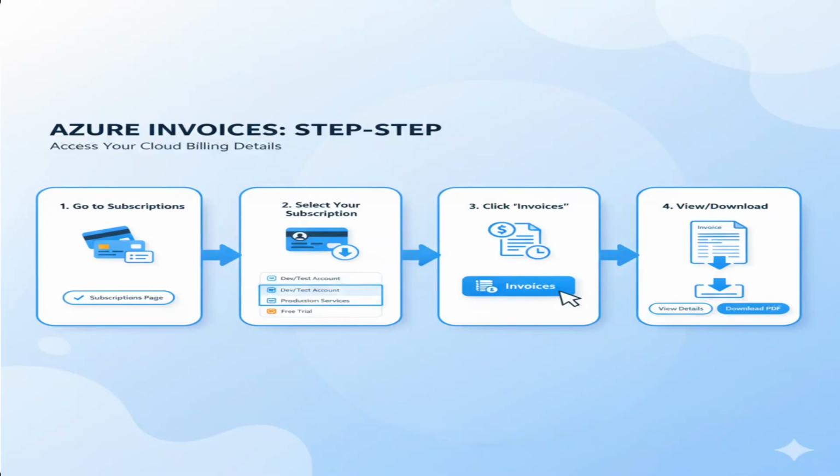The process works like this. Go to subscriptions page, select your subscription, click invoices from the billing section, view or download your invoices. This gives you direct access to see exactly what you're being charged for each subscription.